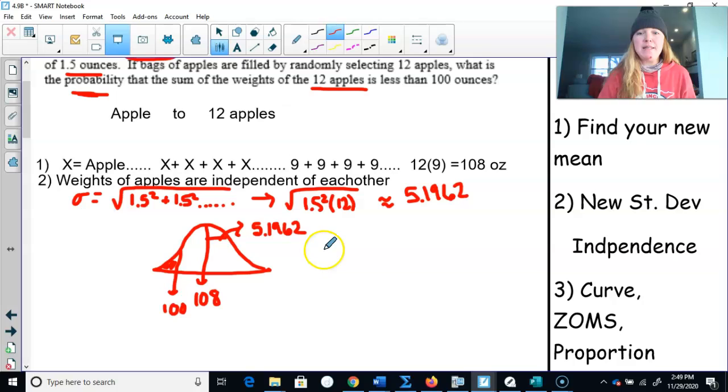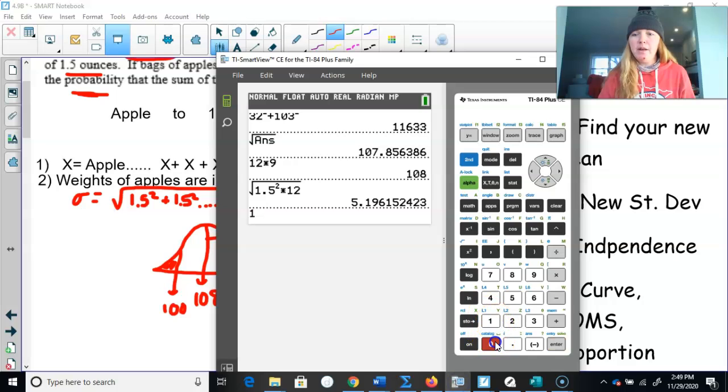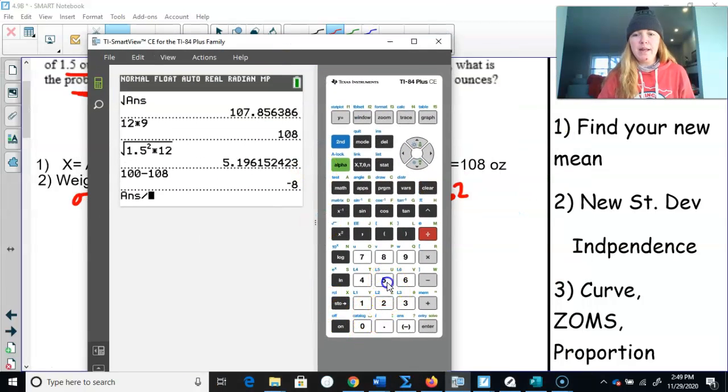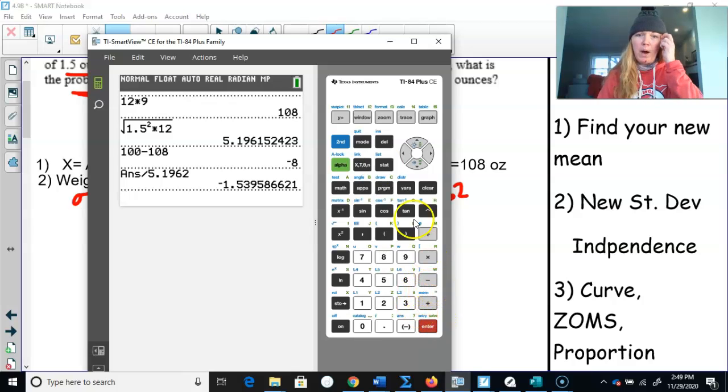Okay, so I'm going to find my z now. My z-score for this distribution would be the 100 observation minus the mean divided by that standard deviation. Let's do that now. Find that z-score. Okay, I'm going to go to my calculator. 100 minus 108. I do know what that is, but that's okay. We'll just hit enter. Divided by 5.1962. And that gives us negative 1.54.